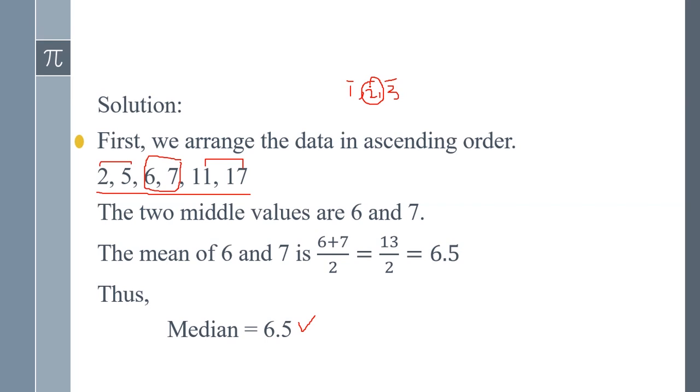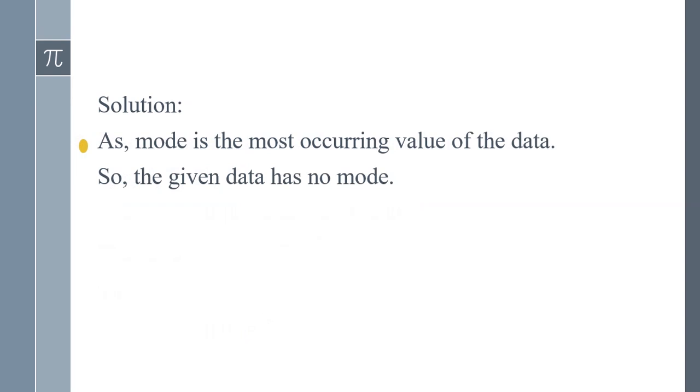Next we move forward towards the mode. What is mode? Mode is the value that repeatedly occurs in the data set. If you are given a data set, the value which repeats frequently in the data set is the mode. There can be more than one mode, or there can be no mode in the data set. So for our case in this question, our data has no mode. Why? Because each value in our data set is unique and no value repeats.